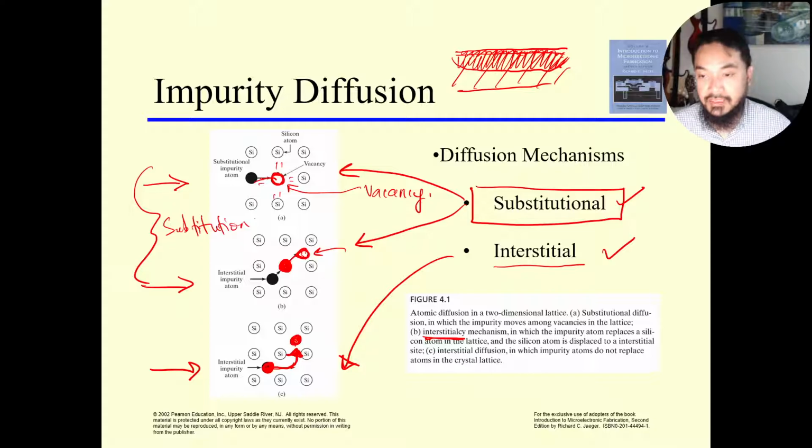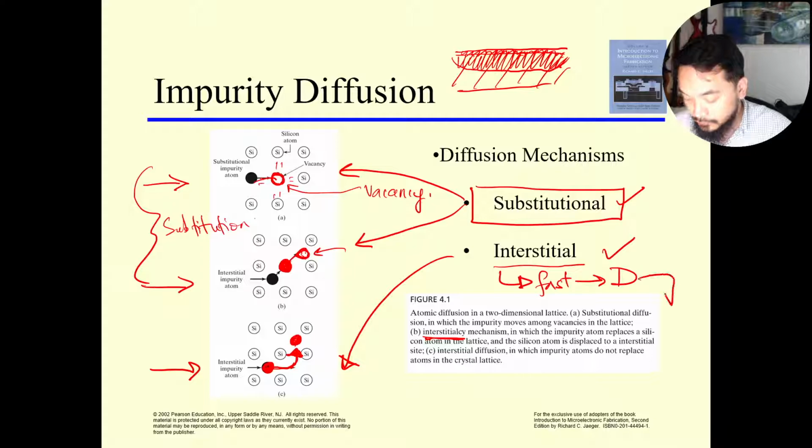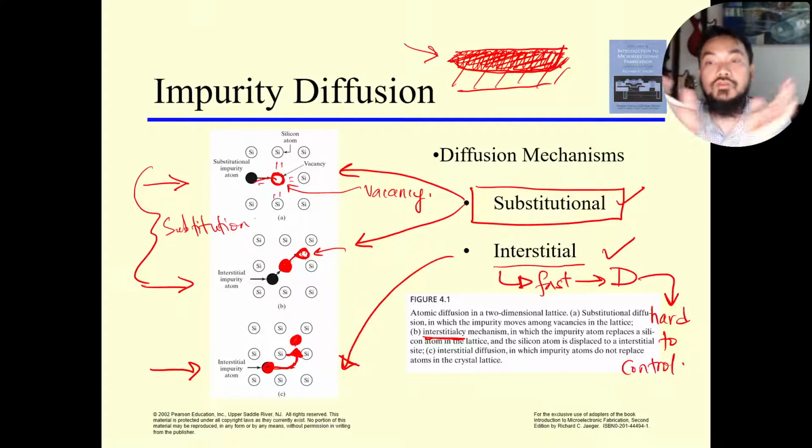The second reason is that interstitial diffusion is fast. Why is it faster? Because it has a higher diffusion coefficient D. The drawback is that it's hard to control. When you do diffusion, you are not only controlling how much impurity you diffuse into your wafer, but you also want to control the profile or shape of your diffused region, because the size and shape will determine how your device works.